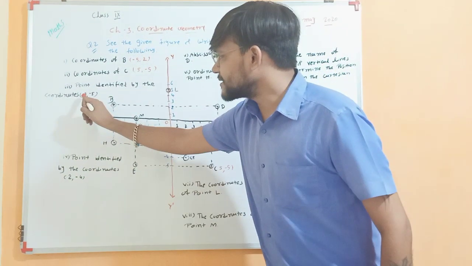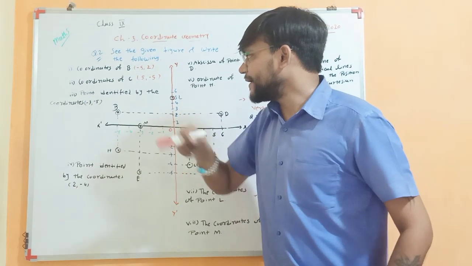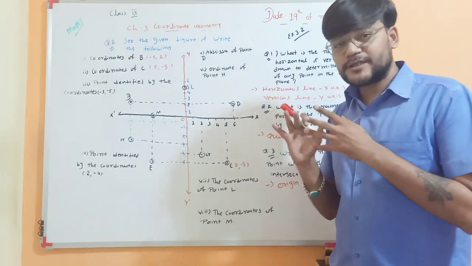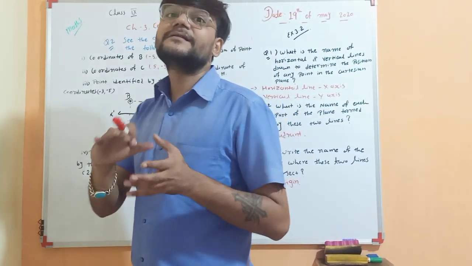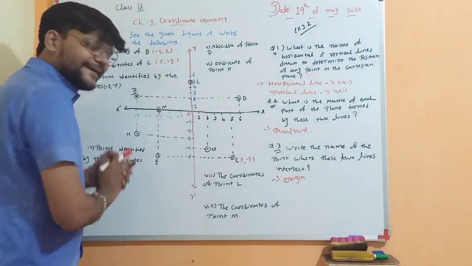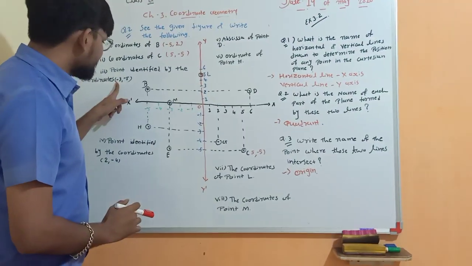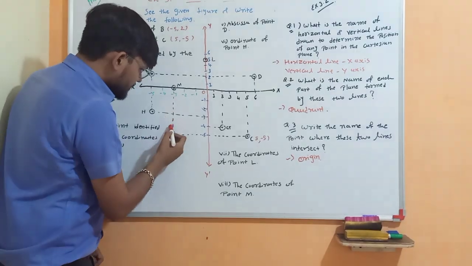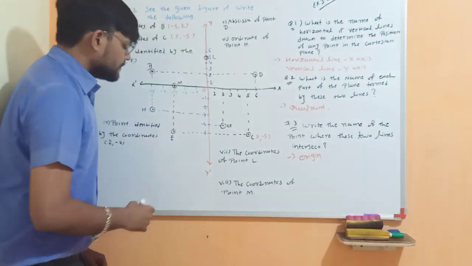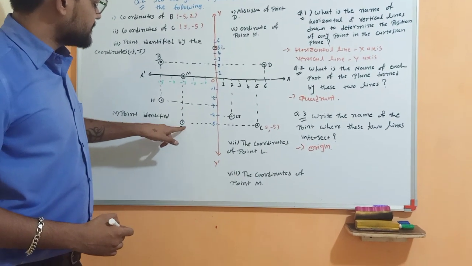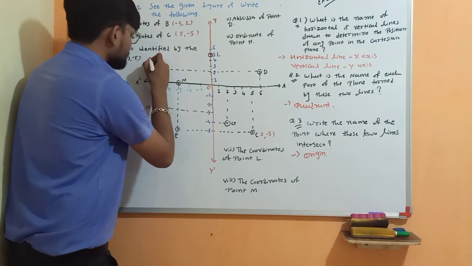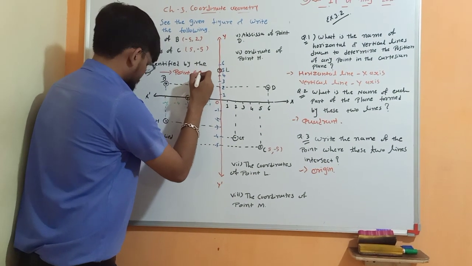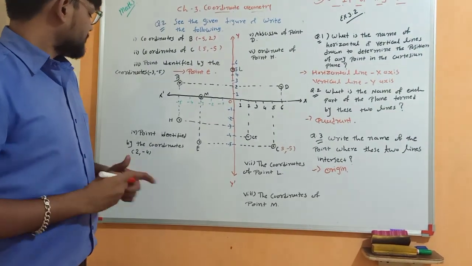So here your x coordinate is -3, y coordinate is -5, right? And both are negative, so it should lie in the third quadrant. That means you have to check in the third quadrant where x is -3 and y is -5. So -3 and -5. This coordinate represents the point E. Clear?